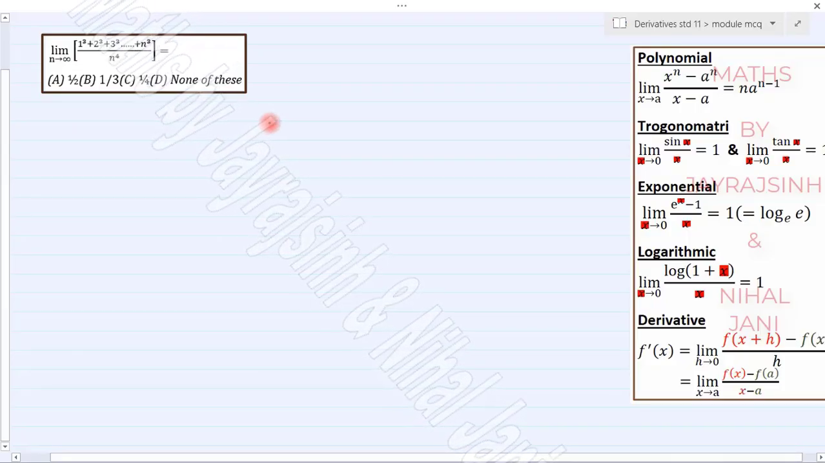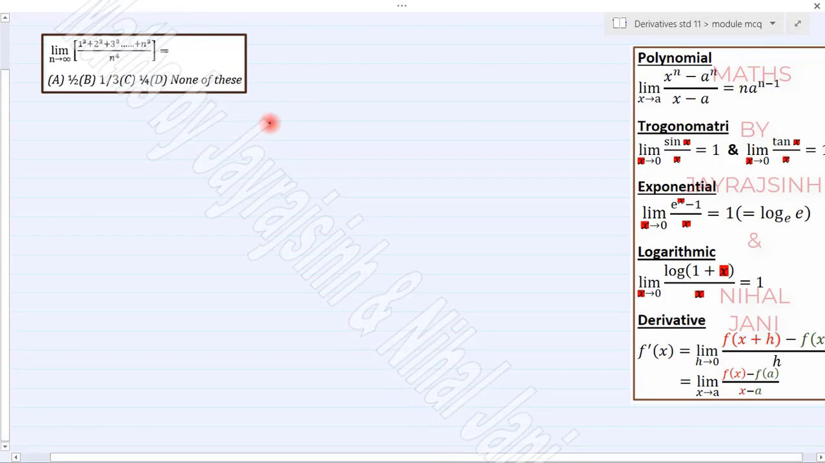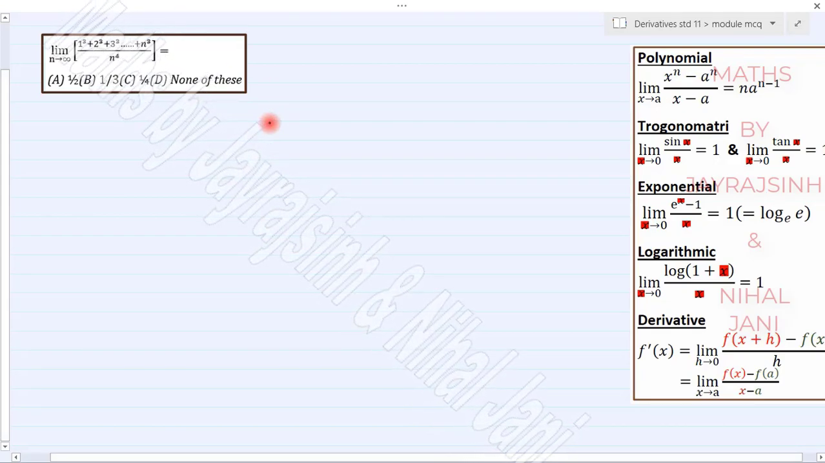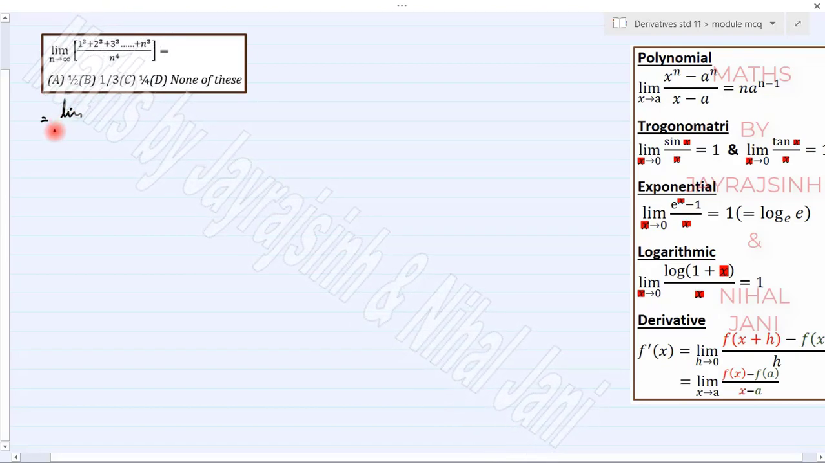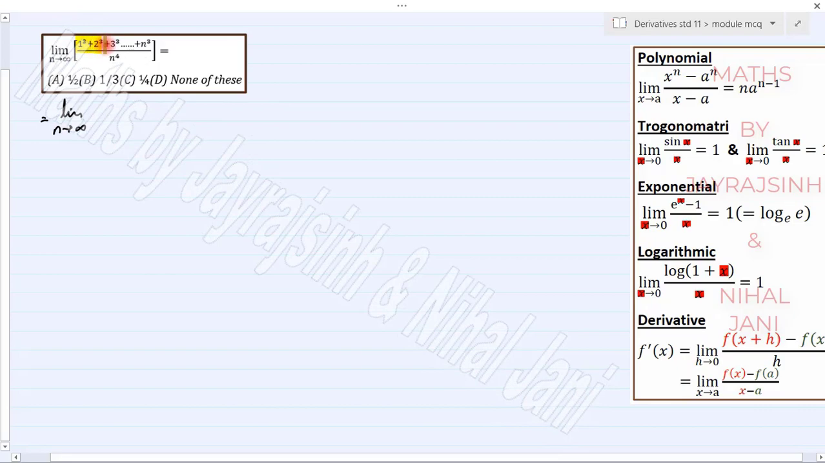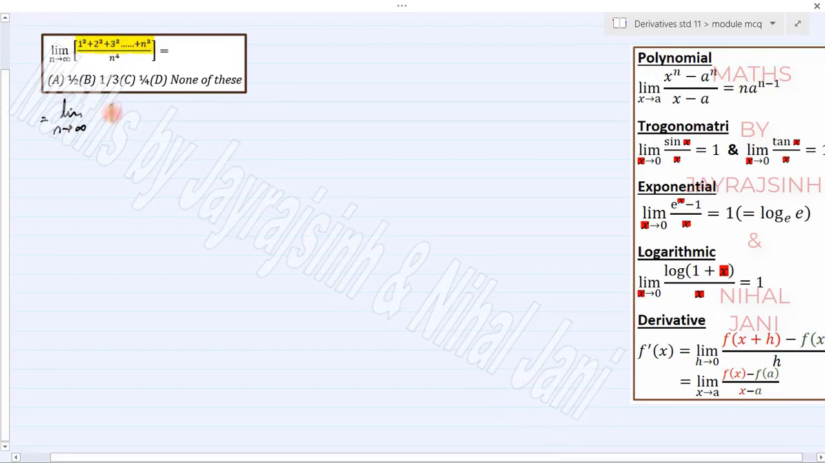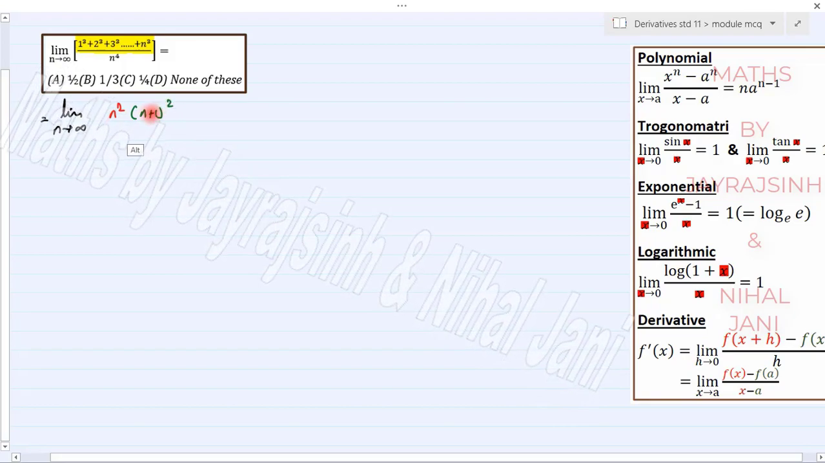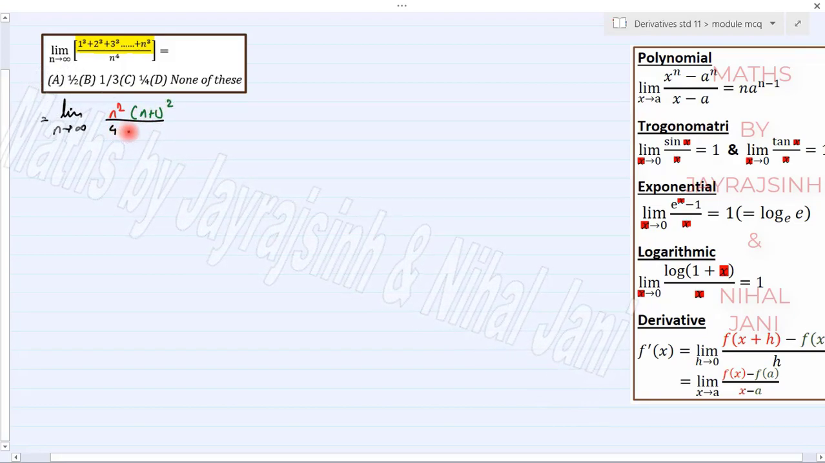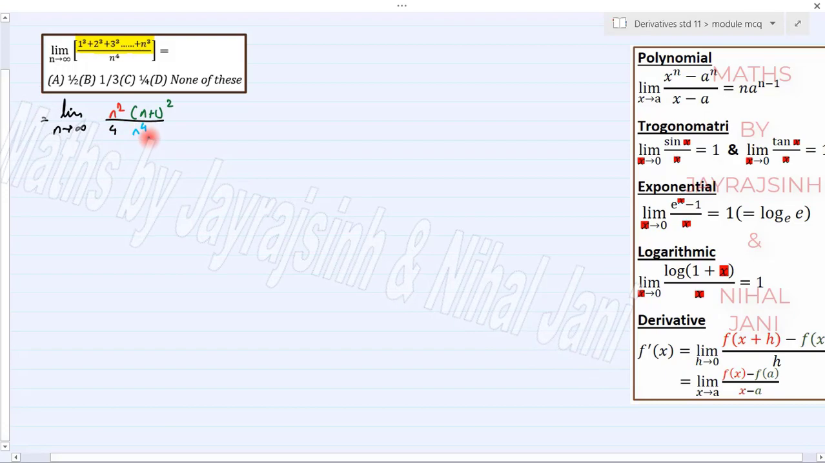In this question, we have limit n tends to infinity 1 cube plus 2 cube plus 3 cube up to n cube upon n raised to 4. So here in the numerator, we have summation of n cube, n square into n plus 1 the whole square upon 4, and your n raised to 4 will be as it is.